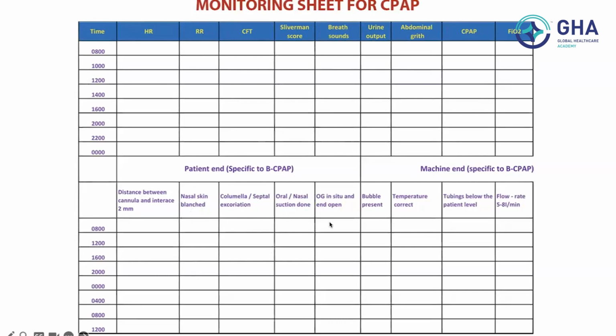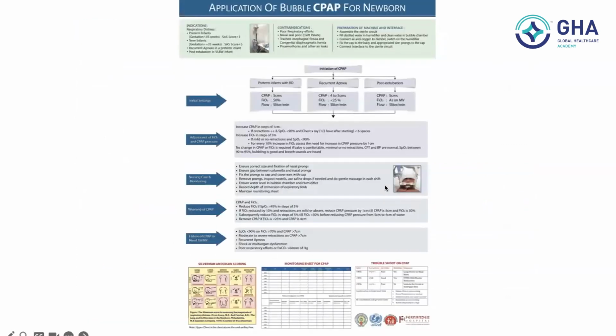As far as the machine, you need to constantly monitor that bubbles should be seen in the bubble chamber. The temperature should be 37 on the humidifier. The tubings should always be below the level of the baby, and the flow rate should be 5 liters per minute. So this is a simple chart I'll share with Abhishek. Maybe you can hang it in all your NICUs and SNCUs so that you can simplify the use of CPAP: how to start, how to monitor, how to wean, and how to look at the troubleshoot.